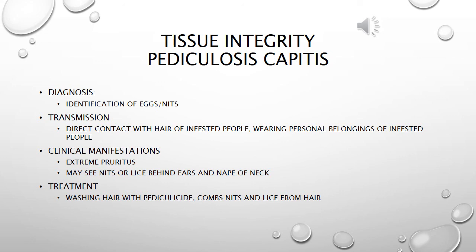The clinical manifestations are extreme pruritus, or in other words, itching. They constantly itch their head. The adult eggs, or nits, may be seen, especially behind the ears and the nape of the neck. The treatment that we utilize is washing their hair with a pediculicide and then combing the nits and the lice from the hair.